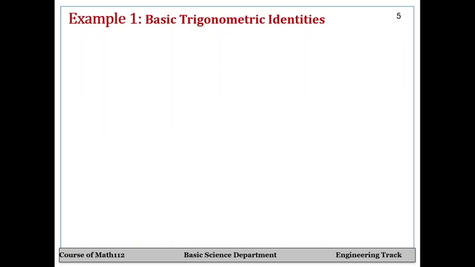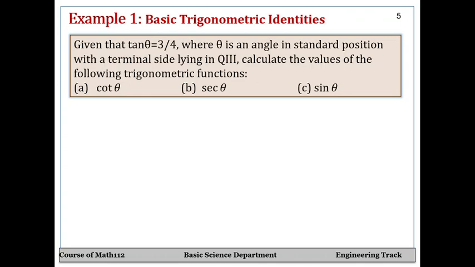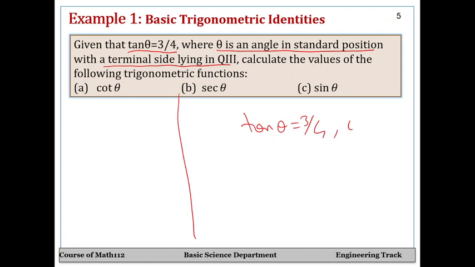Now let's use them in our questions here. Okay, given tangent theta is equal to 3 over 4, and theta is an angle in standard position with a terminal side lying in quadrant 3. So basically, tangent theta is 3 over 4, it's given. And theta is in Q3, this is also given. Now it says, in A, what is the cotangent theta?